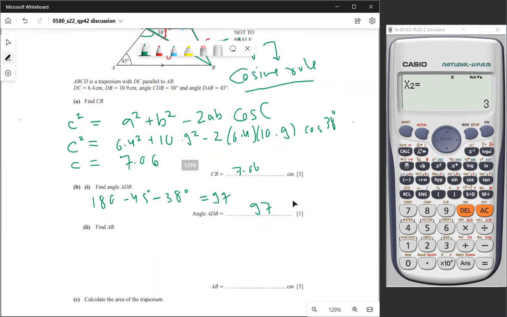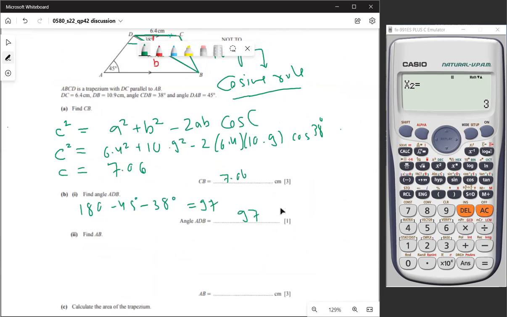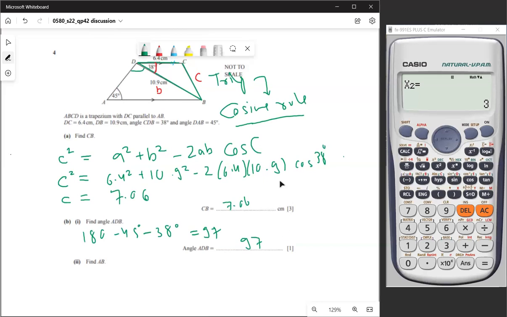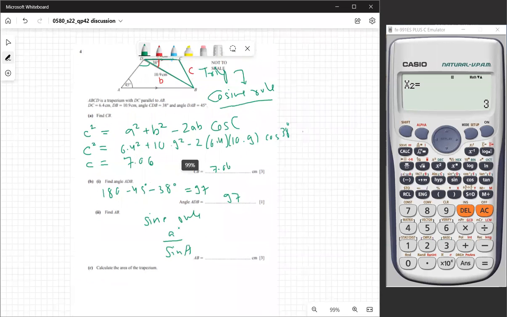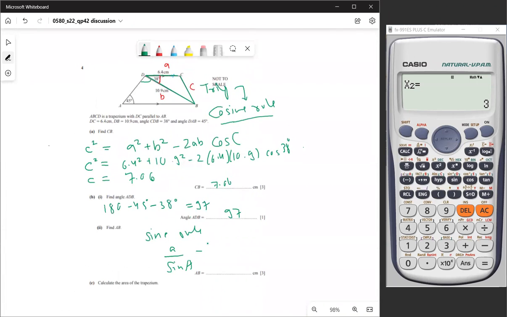Now, how to find the area of the trapezium? Let's first find AB. What is AB? How much is it? Sine rule: a by sine A equals b by sine B. Sine rule is, yes, Anas, go on. No, AB is parallel to DC. So isn't the answer going to be the same thing?